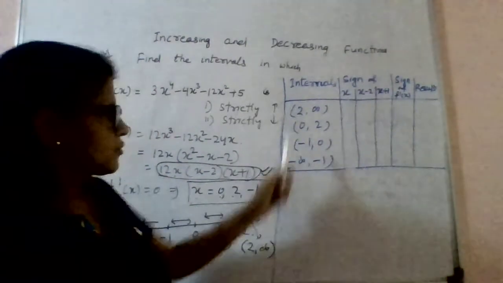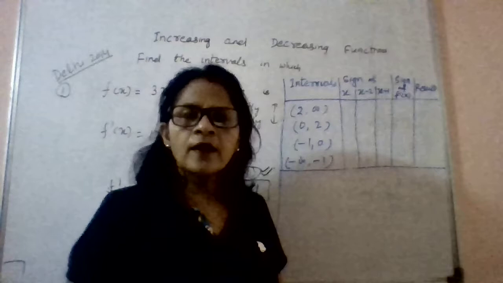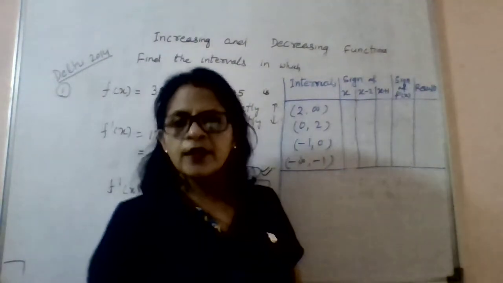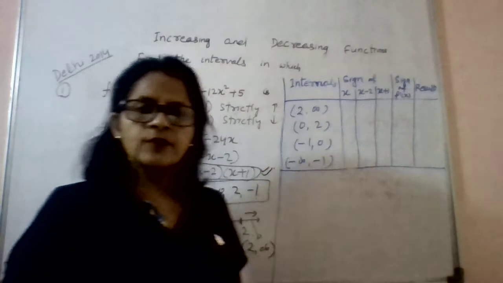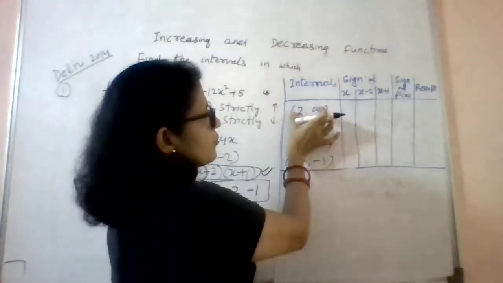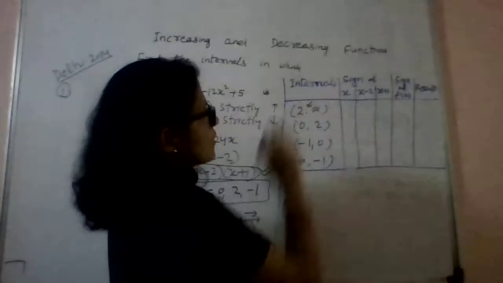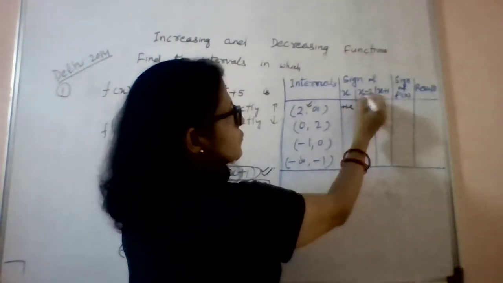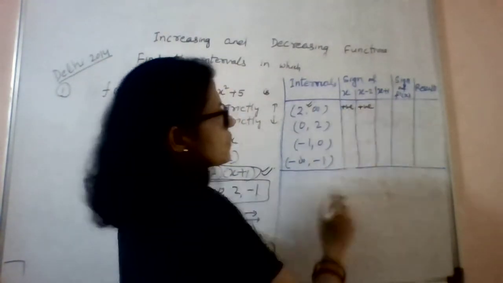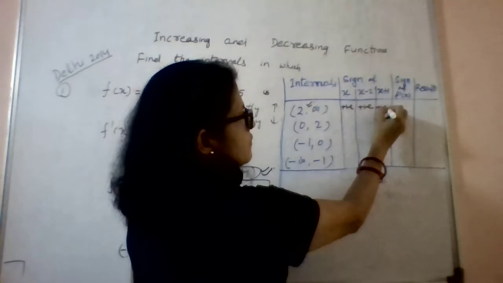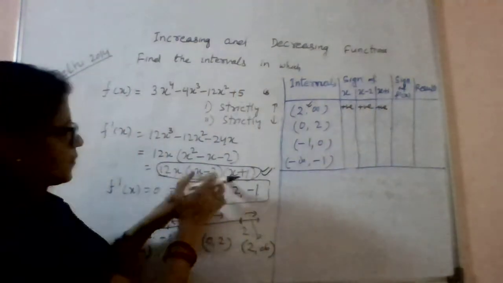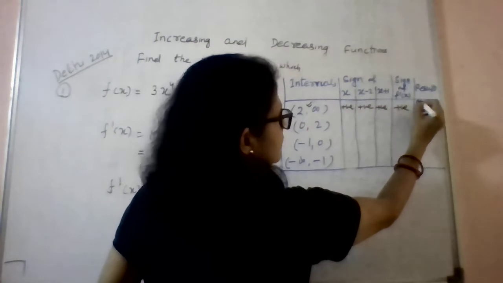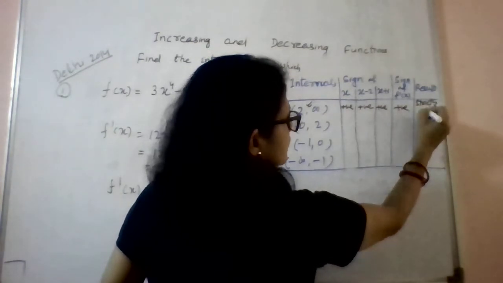First interval is 2 to infinity. It means x is greater than 2, right? So you can imagine a number which is greater than 2, maybe x equal to 3. So it is positive: 3 minus 2 positive, 3 plus 1 positive. Now positive into positive into positive, so here it is positive. So you can write here strictly increasing.